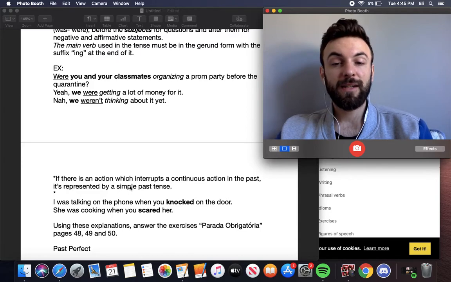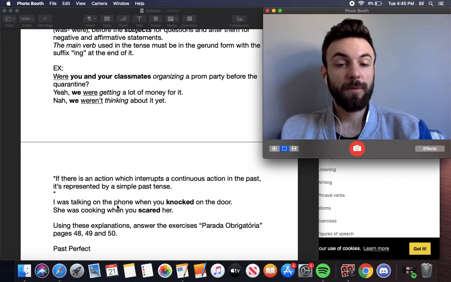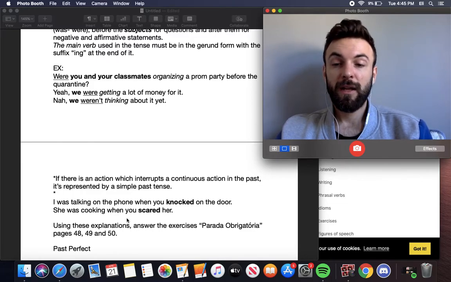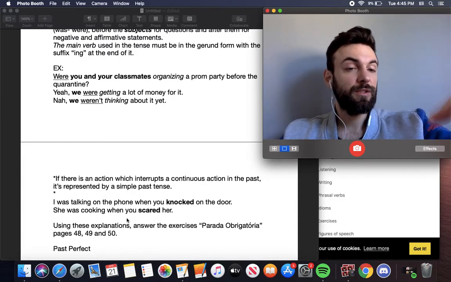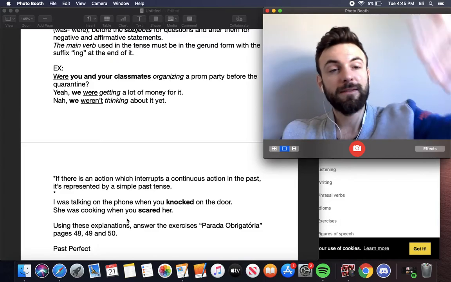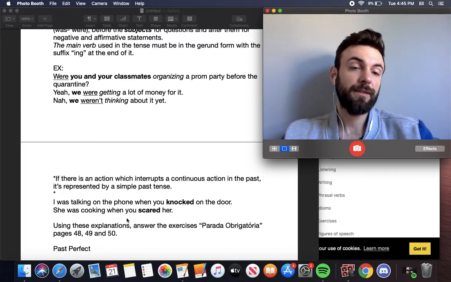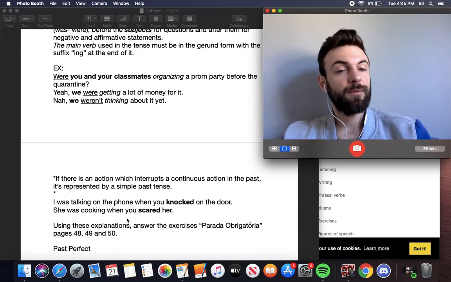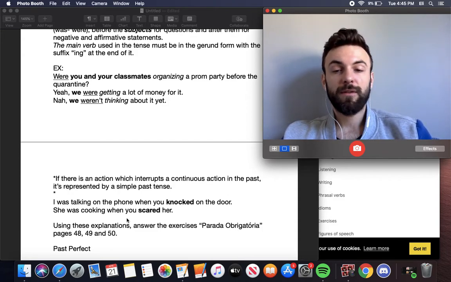If there is an action which interrupts a continuous action in the past, it's represented by a simple past tense. I was talking on the phone when you knocked on the door. She was cooking when you scared her. And it's basically that. Something is happening. I was teaching you guys this lesson when my wife called me, and so I had to interrupt this moment right here. So every single time there's an interruption, it's going to be simple past.